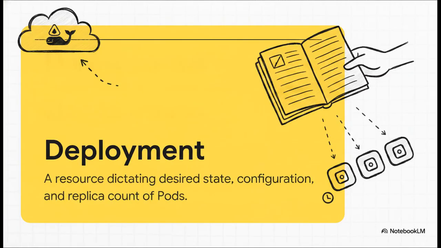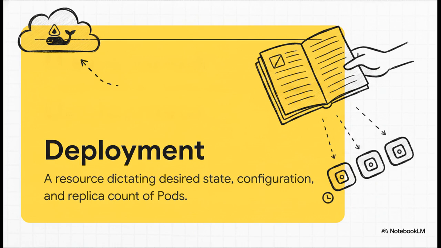Instead of manually managing those pods, we use something called a deployment. A deployment is a higher-level resource, and it essentially acts as our ultimate instruction manual. We hand this manual over to Kubernetes, and it tells the cluster exactly which container image to pull down from Docker Hub, what our configuration should be, and exactly how many copies of those pods it needs to keep alive at all times.